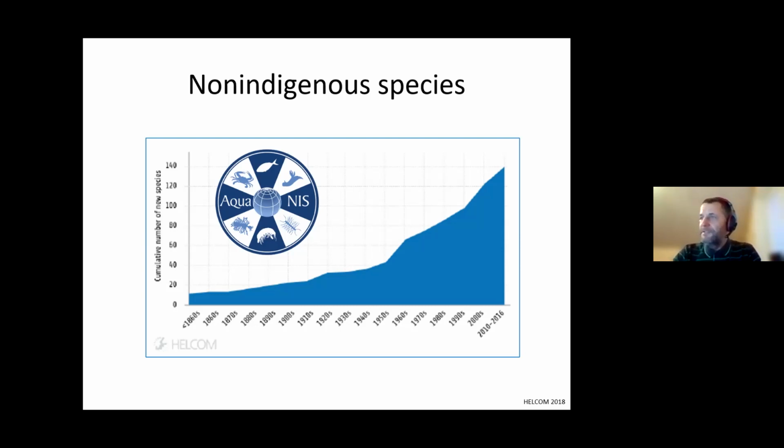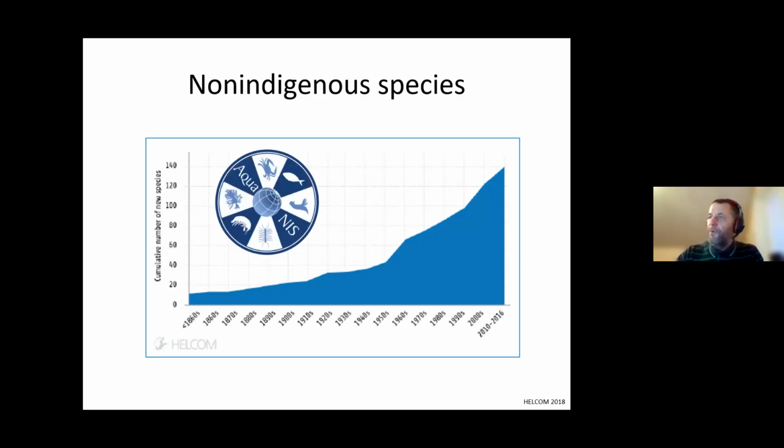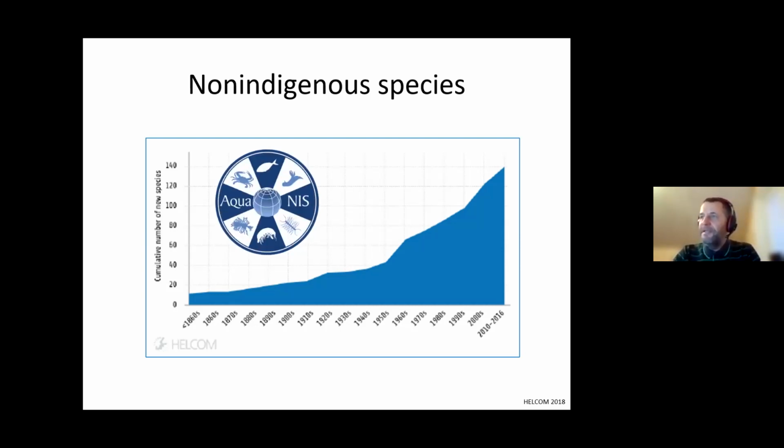So by human aid. And if you would like to get more information, there is a free access database called AquaNIS, where all the information is up to date. The information is updated or renewed on an annual basis by all Baltic countries. So more information can be found there.